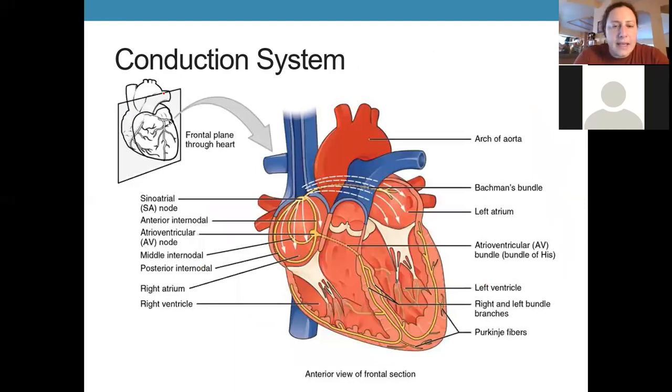Okay, so here it all is again. So again, the SA node depolarizes first. All these interatrial pathways or internodal pathways spread the signal to both of the atria so that they contract. When they contract, they send blood through the AV valves into the ventricles. And then the AV node finally fires down the bundle. And then that divides into a left and right bundle branch in the interventricular septum, dividing up the ventricles. And then the Purkinje fibers send them this way.